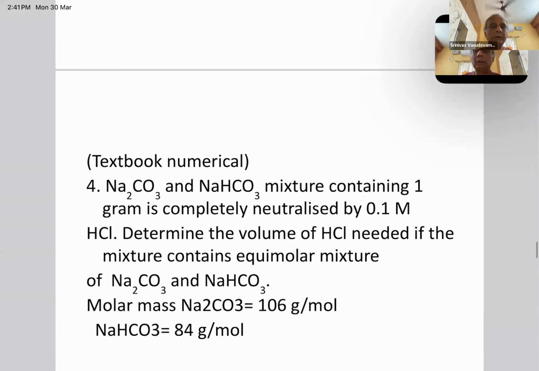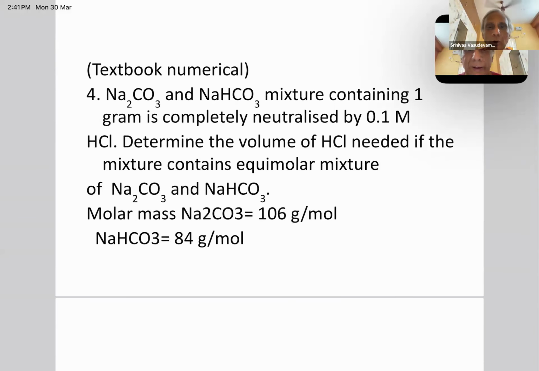Right. Now, one textbook numerical. A sodium carbonate and sodium bicarbonate mixture containing 1 gram is completely neutralized by 0.1 molar HCl. Determine the volume of HCl needed if the mixture contains an equimolar mixture of sodium carbonate and sodium bicarbonate. Molecular mass of sodium carbonate is 106 gram per mole, sodium bicarbonate 84 gram per mole. So first you have to use the expression given here, equimolar mixture. That is the same number of moles of sodium carbonate and sodium bicarbonate. That is the key word here.